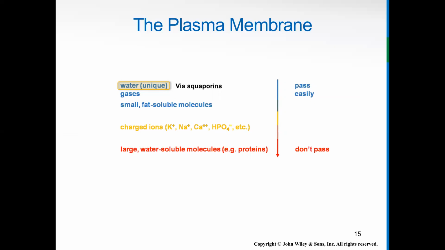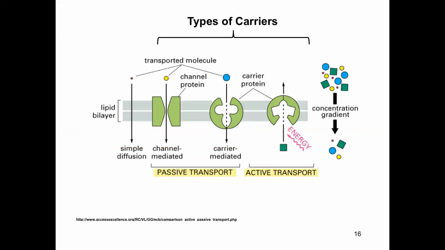Then if you have small molecules and they have a charge to them, they're going to have trouble. So that's where you're going to start getting some carriers, right? Pores are going to start doing that. And then large water-soluble things like proteins are not going to get through. The way they do their jobs is by binding to receptors and then causing a change on the inside. We will talk about that, but they cannot get through. Okay, so the proteins that the cell needs, it has to make for itself. So these are the types of carriers that we've got.